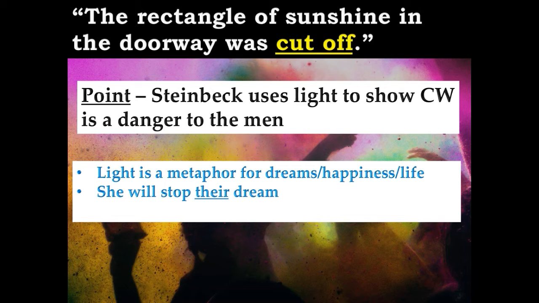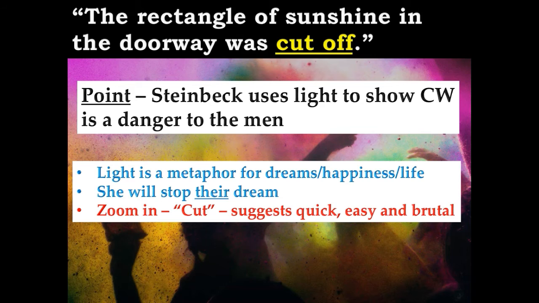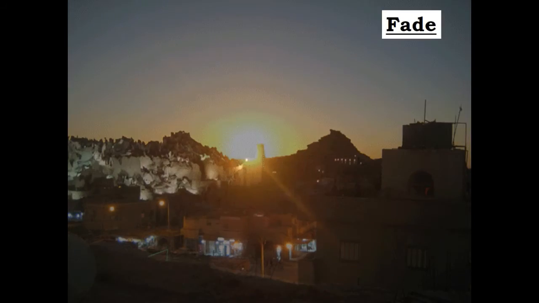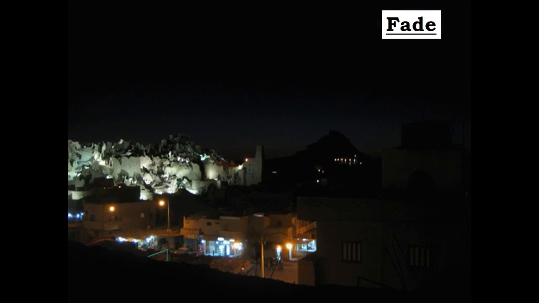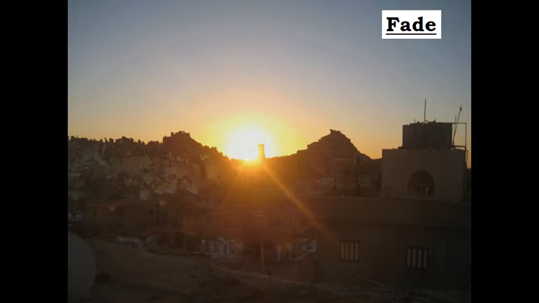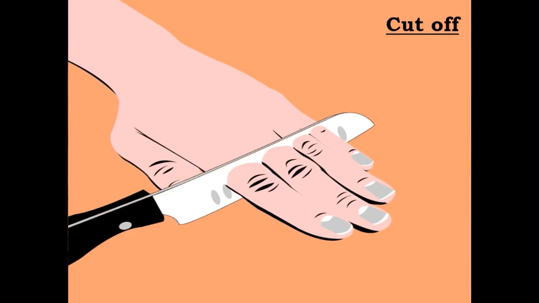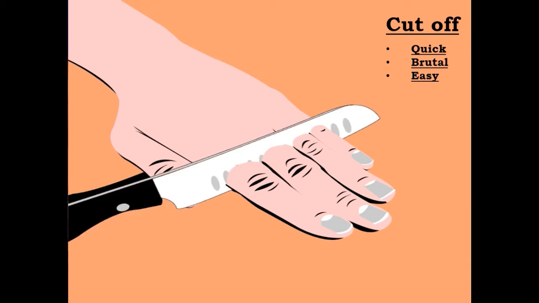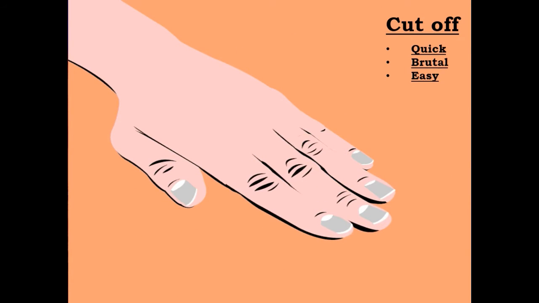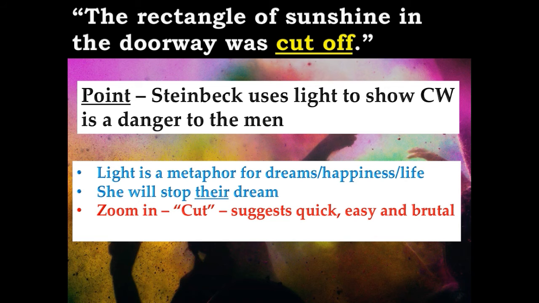Then we're going to zoom in on the words. We're going to pick out a phrase from the quote and talk about it. So this one, I would say, there's only one thing we can really talk about, and that is the use of the word cut off. Steinbeck could have used the words the light had faded. That sounds very gradual and very peaceful and very slow. However, he uses cut off, which is really quick, brutal and easy. So he's saying that Curley's wife is going to cut off their dreams and their life really quickly, really brutally and really easily.